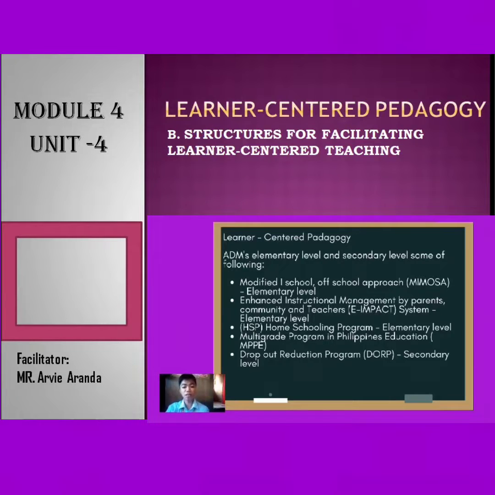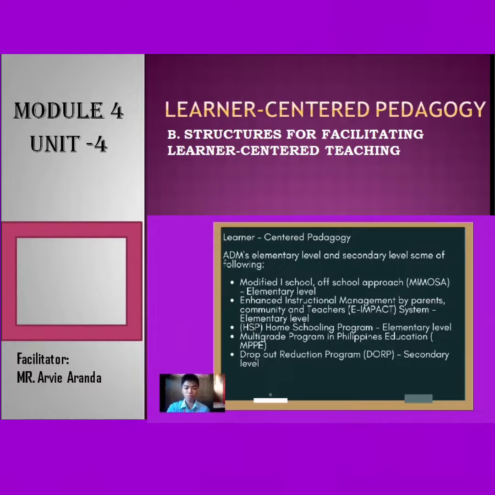There are different ADMs. Modified in-school, off-school approach, or MISOSA, is under the elementary level. The next one is the enhanced instructional management by parents, community, and teachers, or the IMPACT system, which is also under the elementary level.